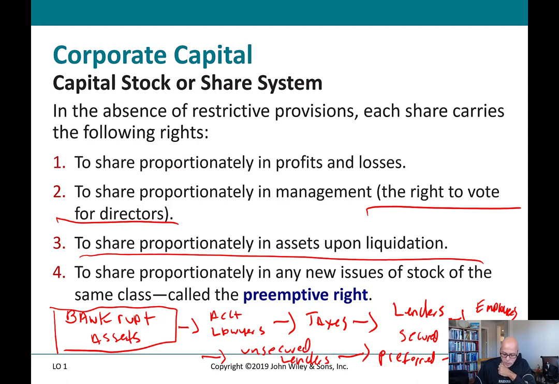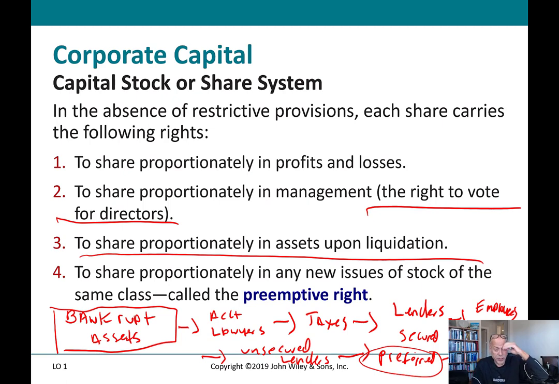Okay, so by the time we get to your common shareholders, they're last essentially. And by the time they get to them, as you can imagine, there's pennies on the dollar. Okay, so the preferred are a little bit in front of the common. That's what we mean about preferences in terms of liquidation. Preferences in terms of dividends.